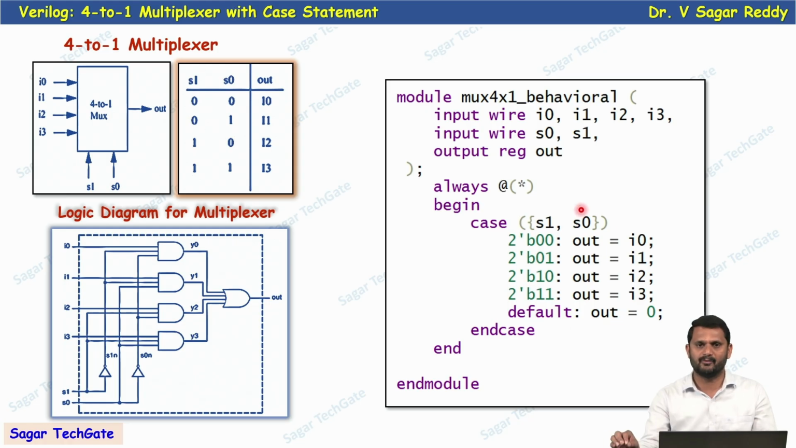The simple way to implement this 4:1 multiplexer is using case statements. For this, we'll use only a truth table. No need for a logic diagram, unlike gate level modeling. Clear?